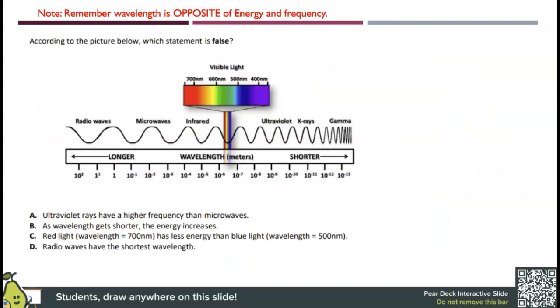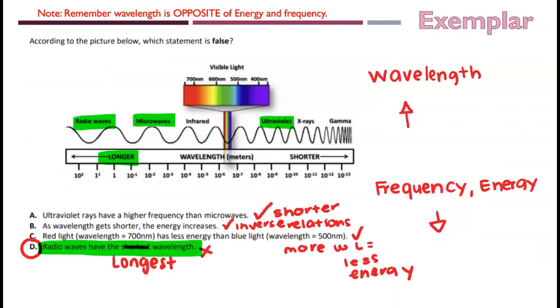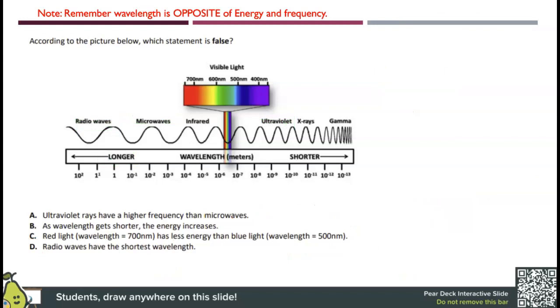According to the picture below, which statement is false? The correct answer is D. First off, let's start from the very beginning. It says ultraviolet rays have higher frequencies than microwaves. So we're looking for ultraviolet, which is this one here, compared to microwaves. Microwaves are here.